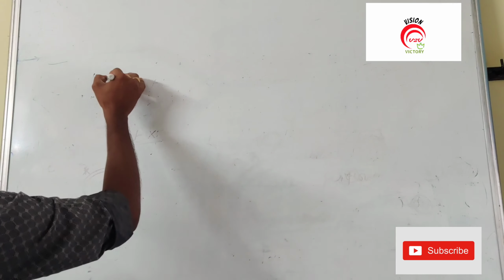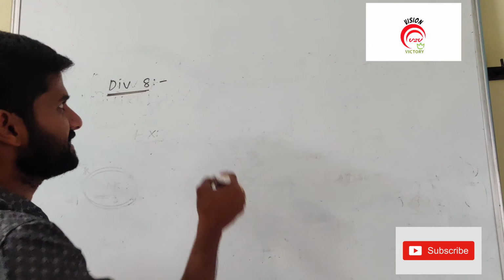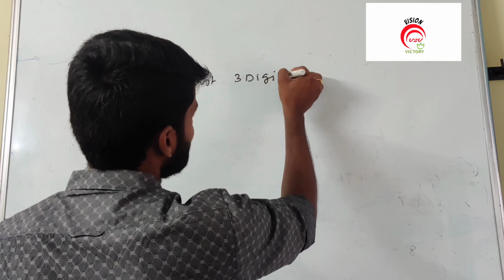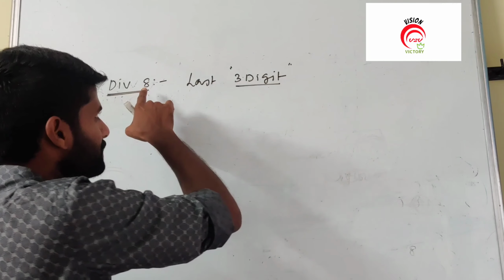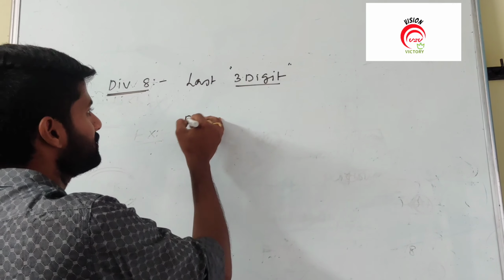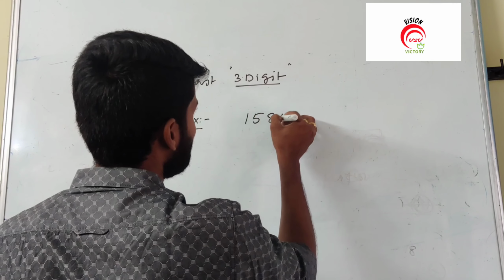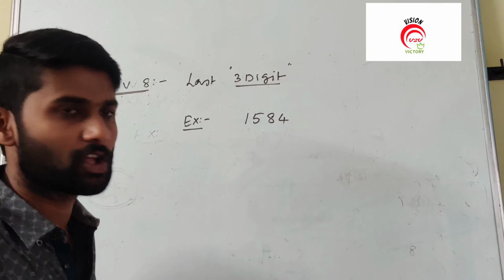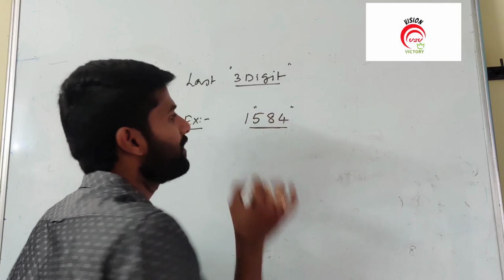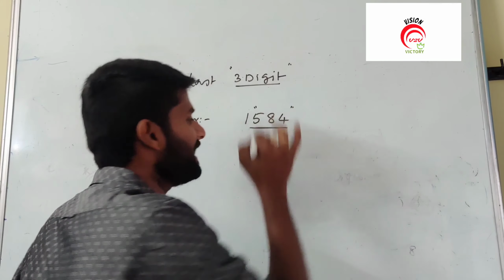So next one. Divisible by 8 rule. What does the divisible by 8 rule say? See, if the last 3 digits are divisible by 8, the entire number is always divisible by 8. I will give an example. I'll go with 1584. Is 1584 divisible by 8 or not? Just see the last 3 numbers. What are the last 3 numbers here? 584. Check whether 584 is divisible by 8 or not.